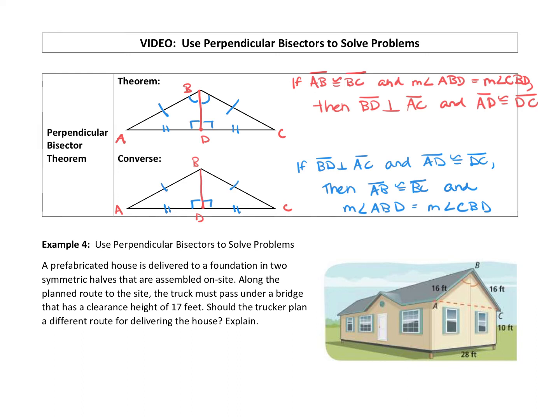By the way, if BD is perpendicular to AC and we get these congruent segments, that makes BD a perpendicular bisector. We can then go on to conclude that AB is congruent to BC and the measure of angle ABD is congruent to the measure of angle CBD.